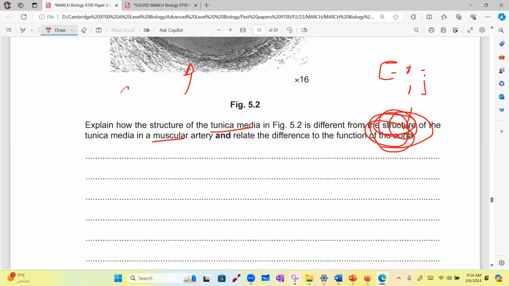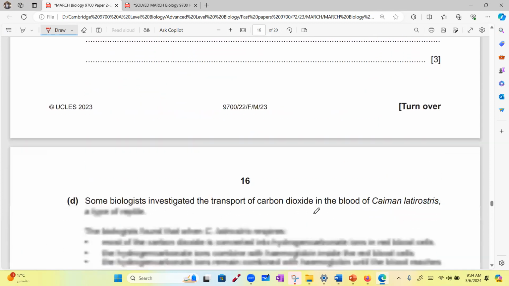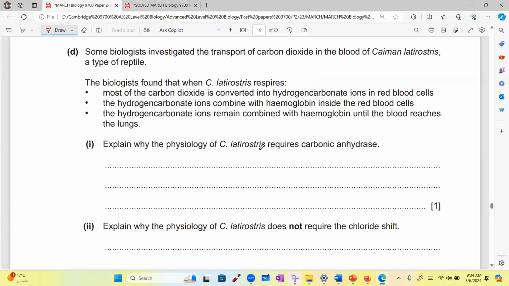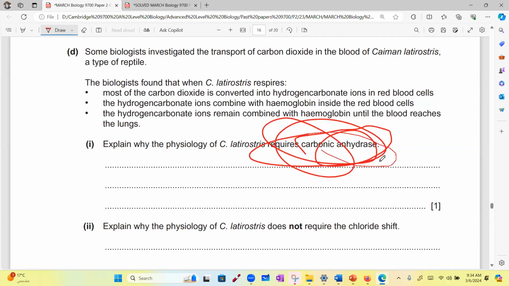Here, it contains more smooth muscle. Why? And control the diameter. Very good. Explain why the physiology of this requires carbonic anhydrase. What is the carbonic anhydrase? What do we do with it? Yes, to catalyze the reaction, and you write it down balanced.